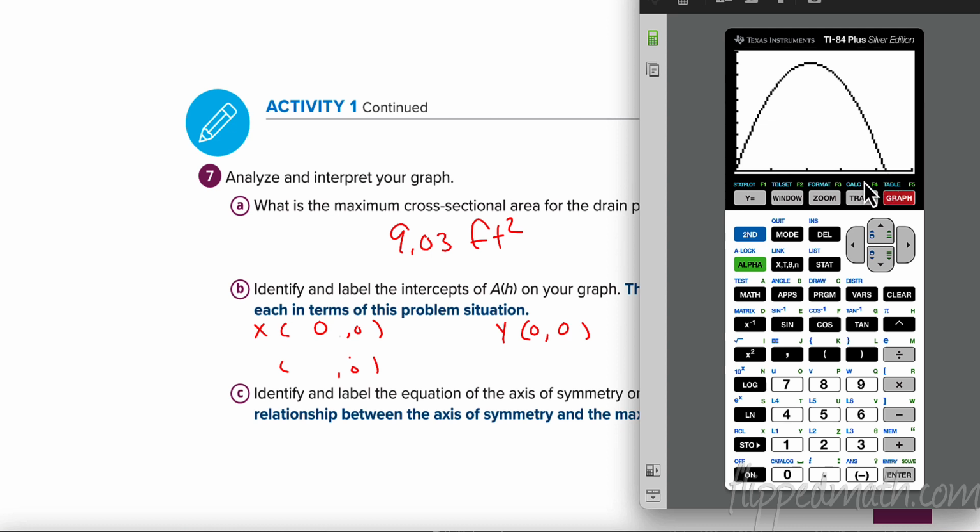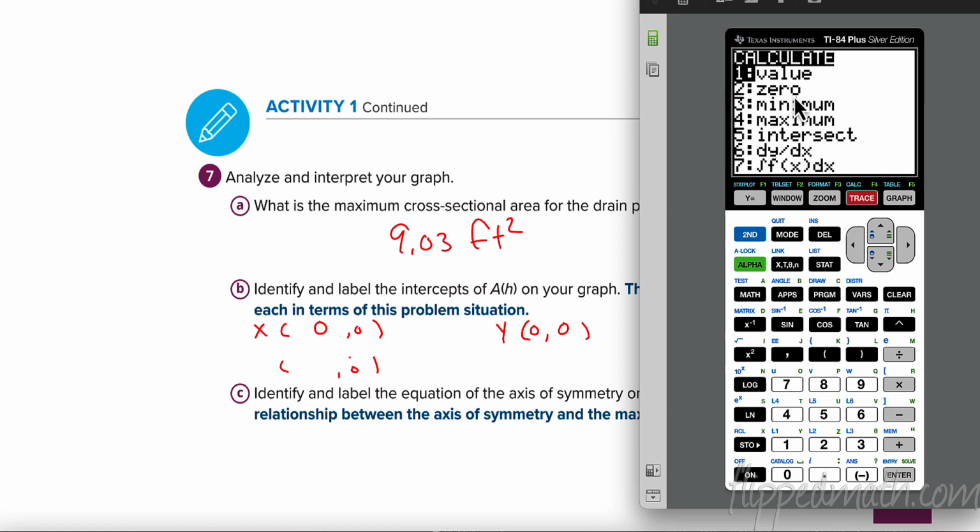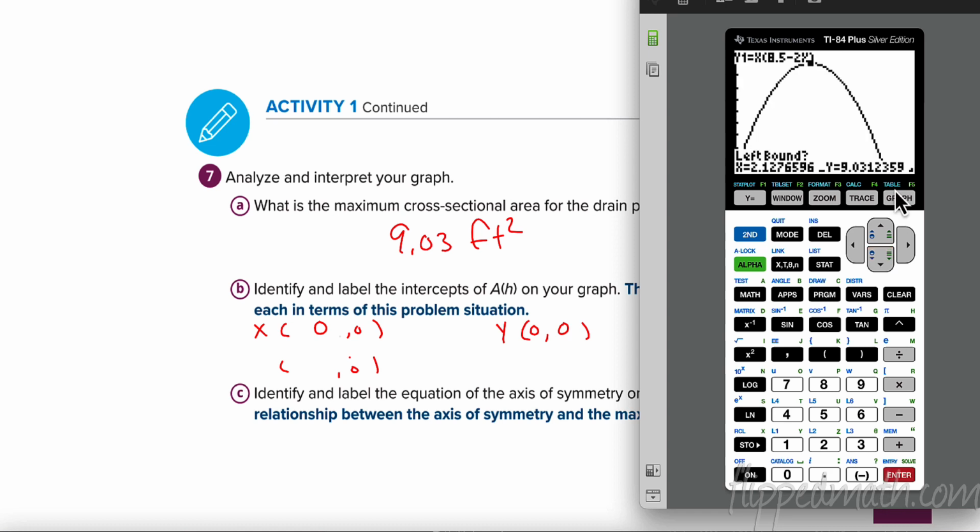So how could I find that? I'm going to go again and calculate. So I need a second calc, and I want to find a 0. It's called a 0. So I'm going to press 0. All right, and it's the same thing, left bound and right bound. So I'm going to go over to my 0. All right, right about there.